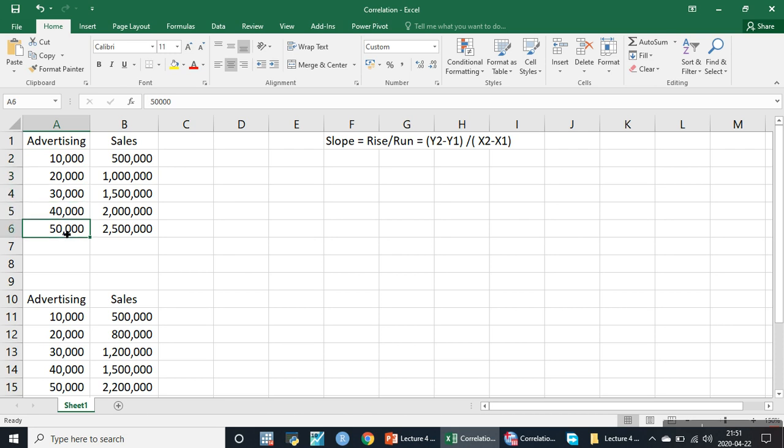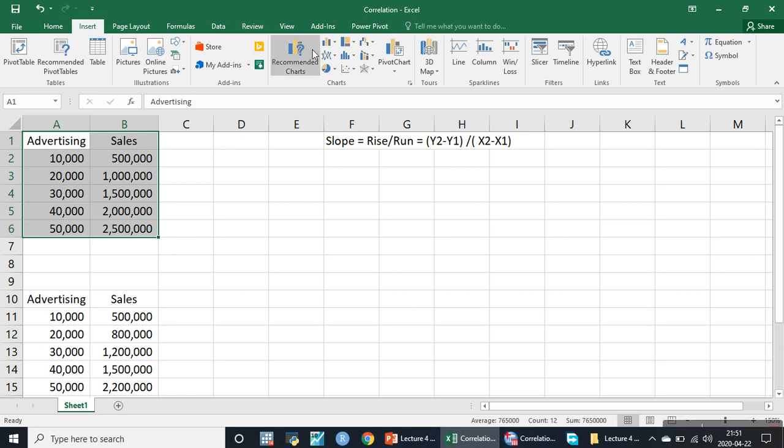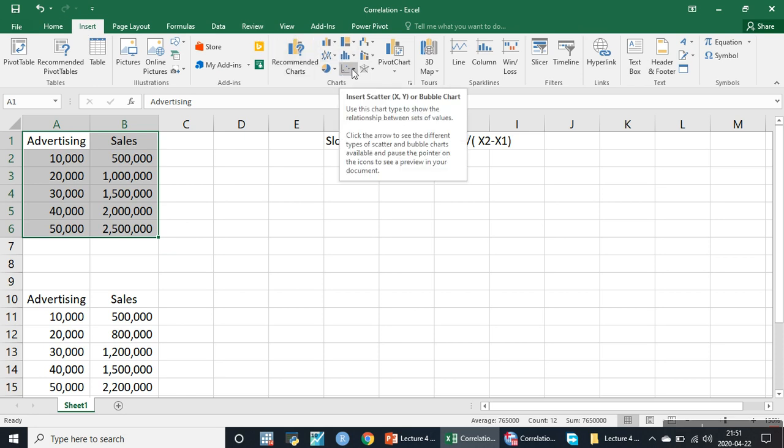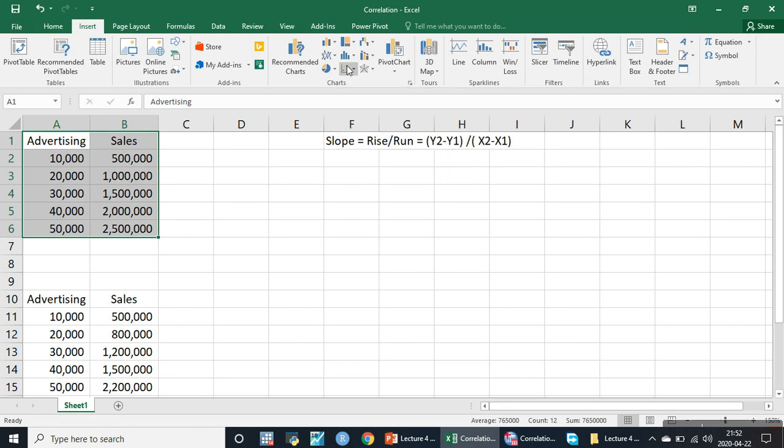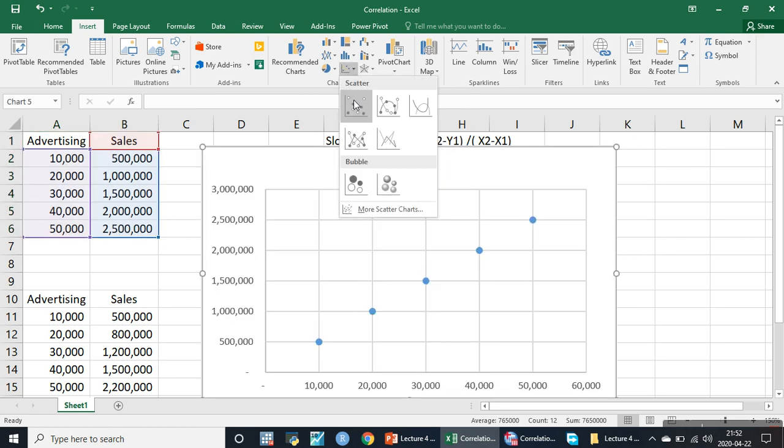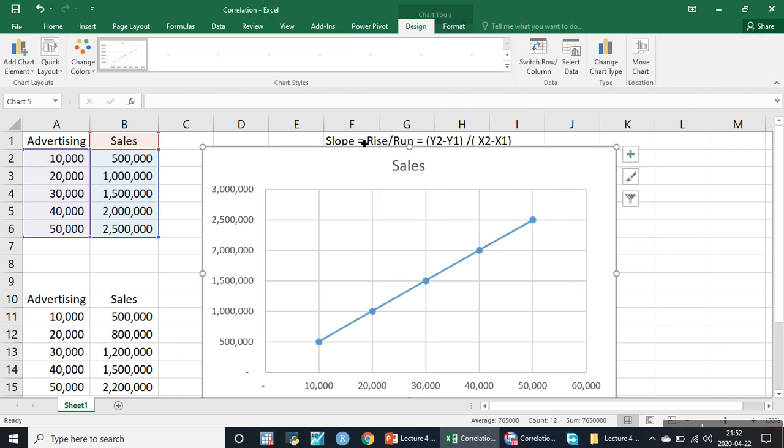If we draw the correlation through the graph, first of all we will select both of these two variables, and then we will click on insert, and in insert we will click on the scatter graph, scatter diagram, and here we can click on any of these graphs. So I am clicking on this graph.